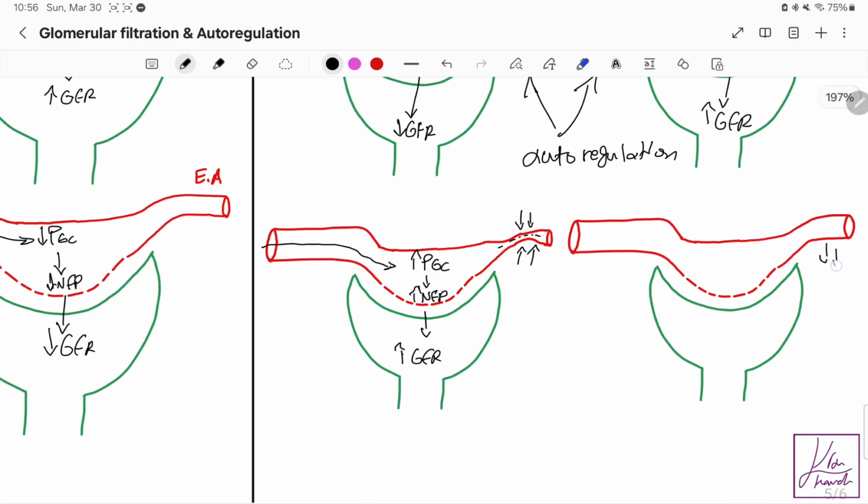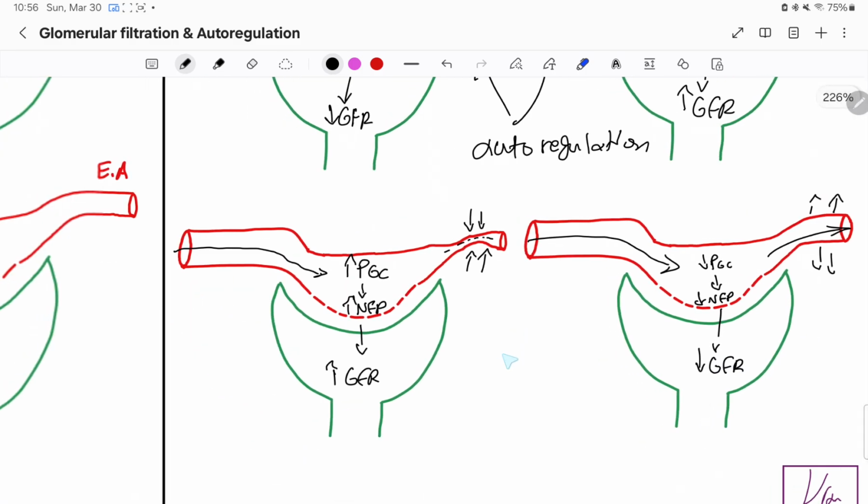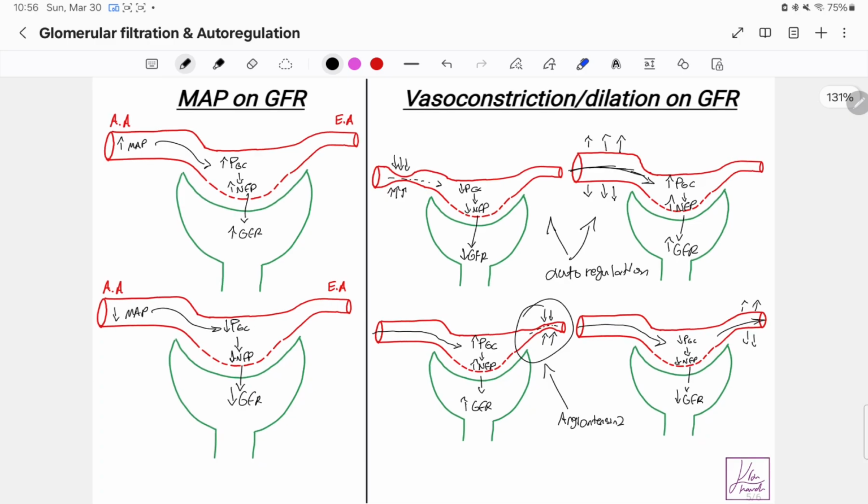If I was to vasodilate the efferent arteriole, the opposite thing would happen. Normal blood flow coming in, but more blood flow than usual is leaving out of the efferent arteriole, which would lower the PGC, lowering the net filtration pressure, and thus lowering the glomerular filtration rate. Now, of these two, to my knowledge and to the things I've read, only this one seems to actually occur physiologically. I've never seen this one occur. This one's more of a hypothetical situation, but it's still good for learning. This one occurs in response to angiotensin II. So angiotensin II secretion has receptors on this efferent arteriole, and it'll cause it to vasoconstrict. Okay, so that's what happens there.